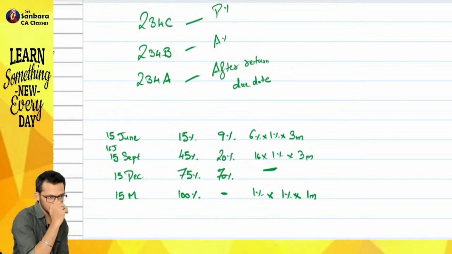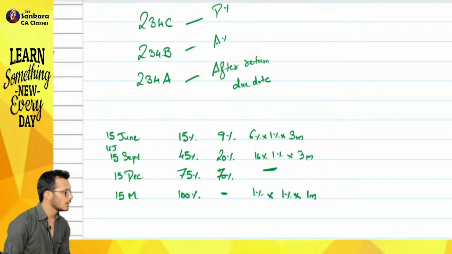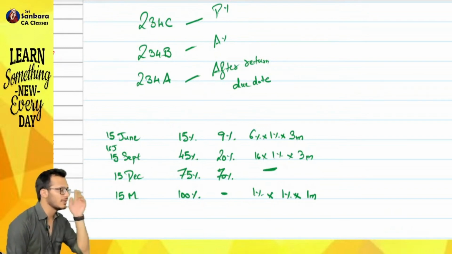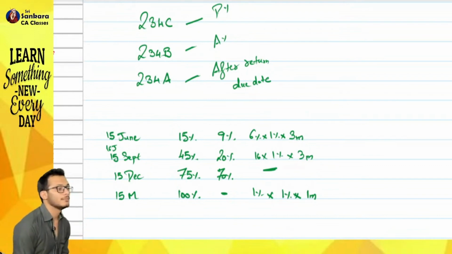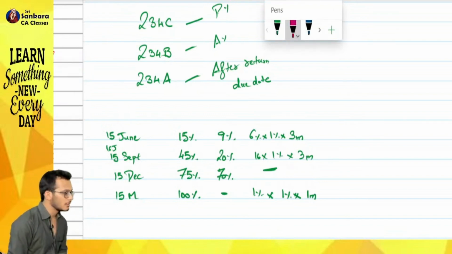When you levy 234C, levy it at the rate of 1% per month or part thereof for the next quarter. So first quarter you levy 3 months, second quarter 3 months, third quarter 3 months, fourth quarter there is no month left except for March, therefore levy for 1 month. Done. But they put an exception to this.